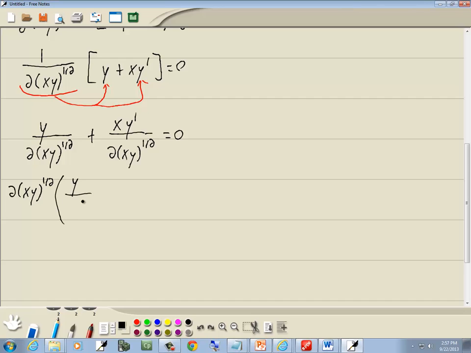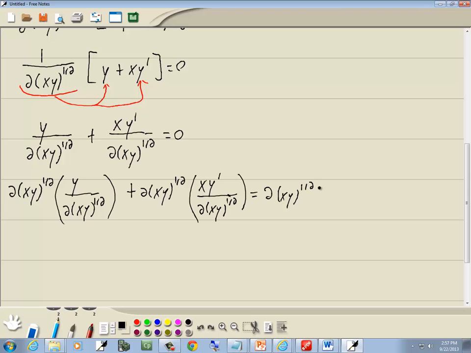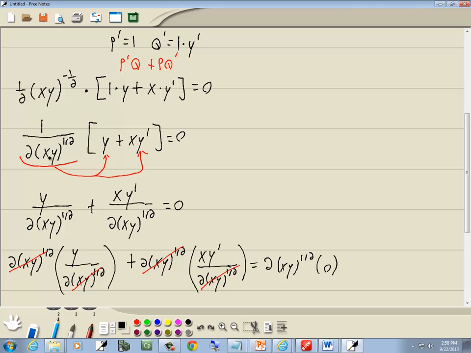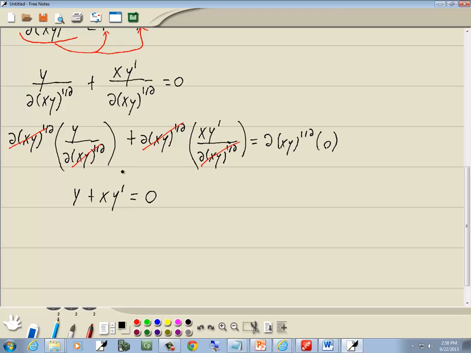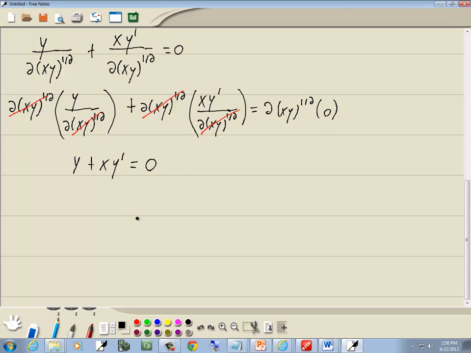So I'll multiply times this first fraction. And I'll multiply times this second fraction. And we'll multiply times the 0. Well, the 2xy to the 1/2 cancels that 2xy to the 1/2. This 2xy to the 1/2 cancels that 2xy to the 1/2. And we're left with y plus xy prime. And 0 times anything is 0. Shortcut on this one, you could have multiplied both sides by that right up here at this step, and very quickly got there. But again, I'm going through my 5 steps for solving for y prime we looked at in class.